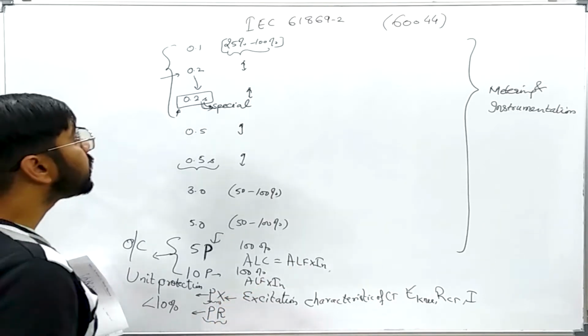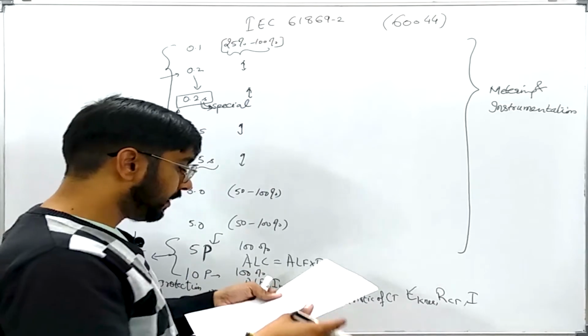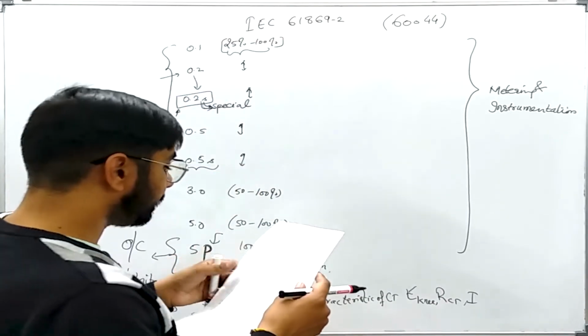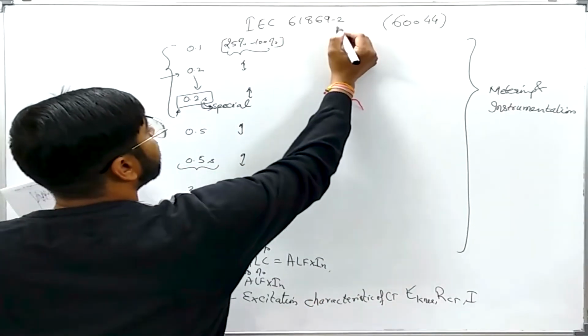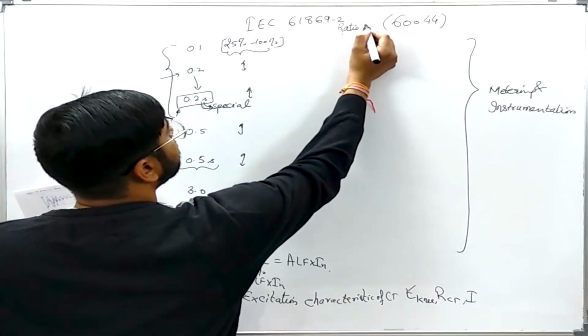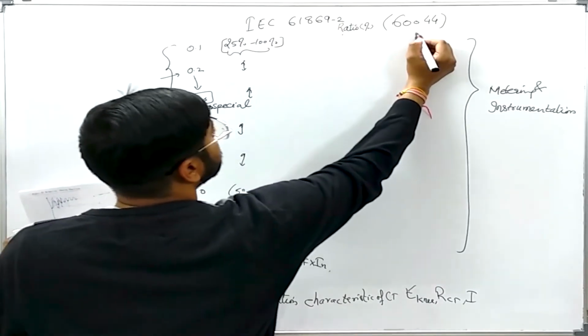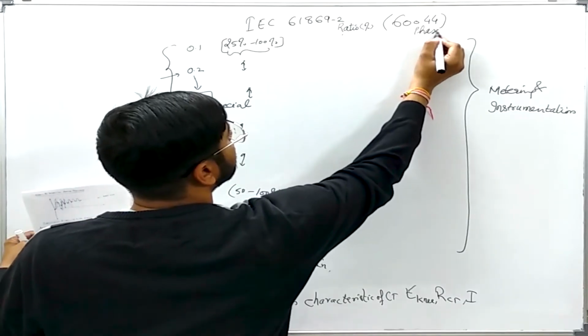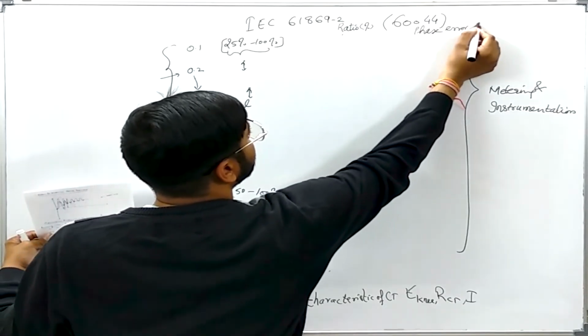Now let us see their characteristics. This 0.1 class CT will give a ratio error, this is ratio error in percent. This is phase error in minutes.